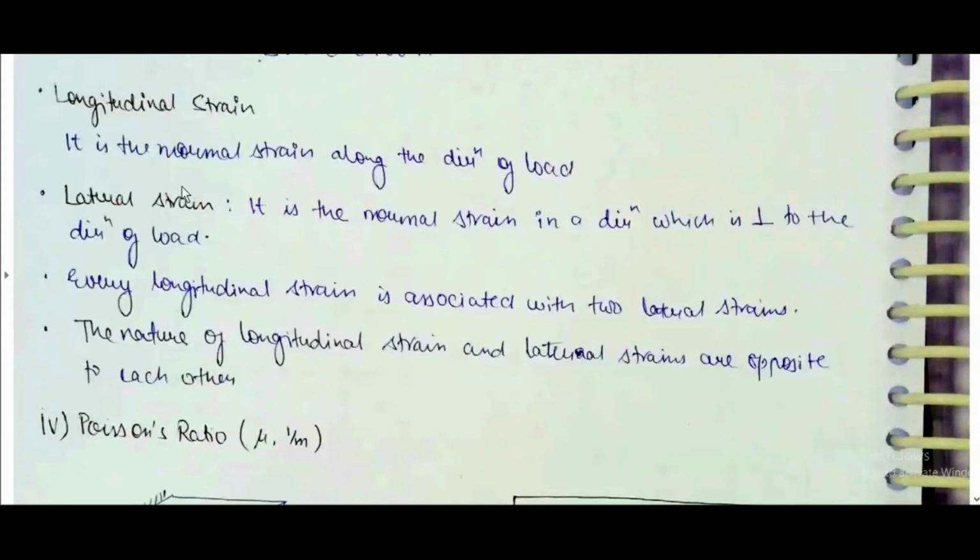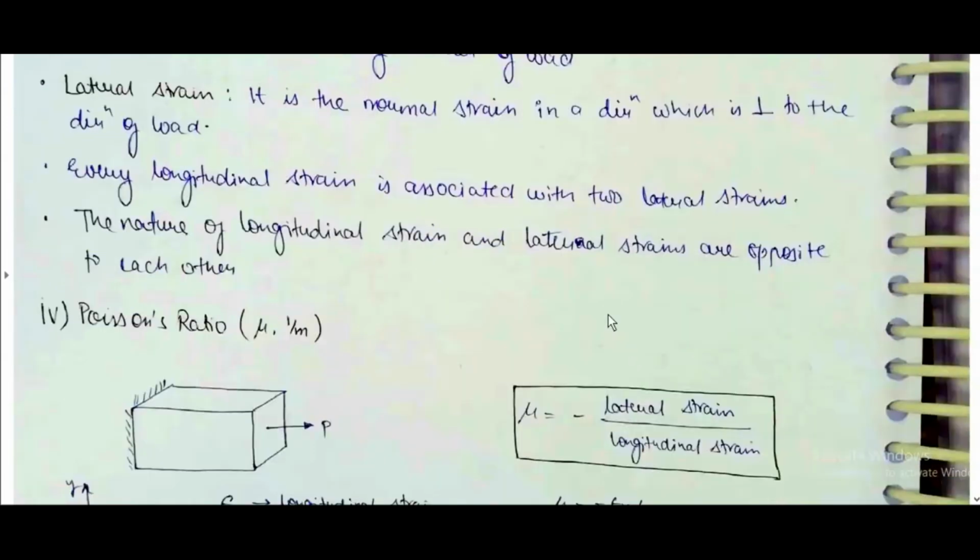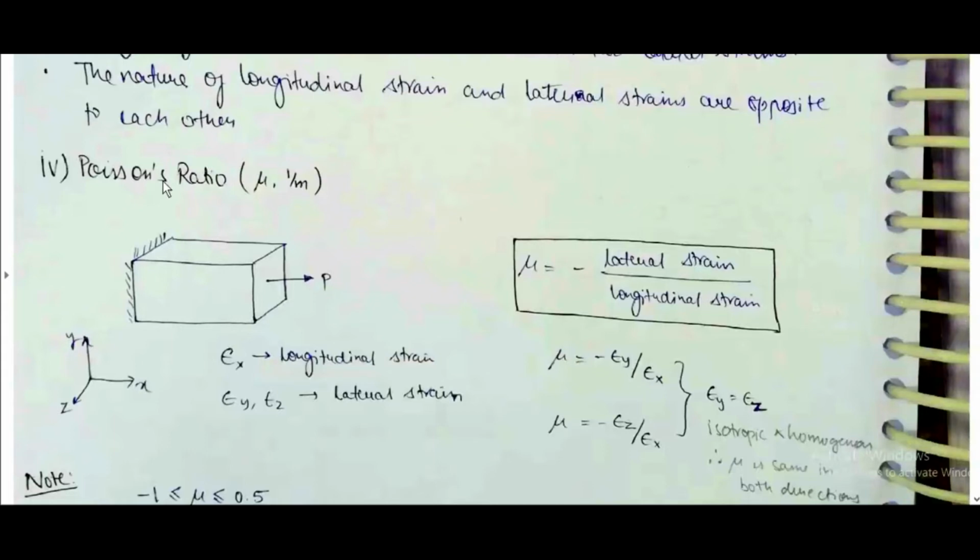Longitudinal strain is the normal strain along the direction of load. Lateral strain is the normal strain in a direction perpendicular to the direction of load. Every longitudinal strain is associated with two lateral strains. The nature of longitudinal strain and lateral strain are opposite. For example, if we apply tension in the x direction, then there will be compression in the y and z directions. That is the general case.